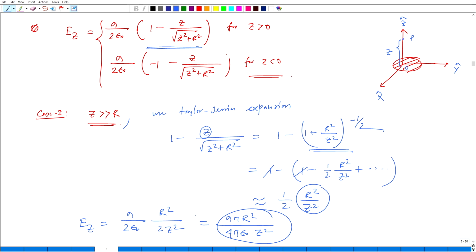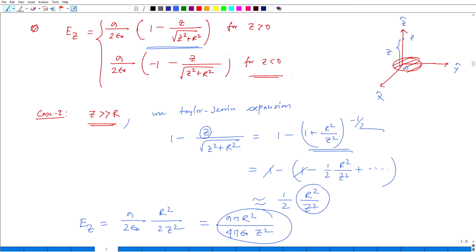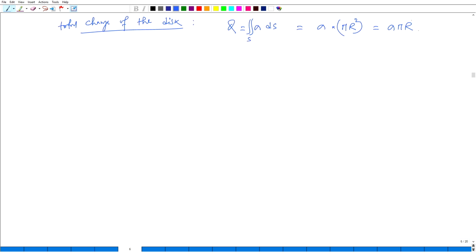Now we calculate the total charge of the disc, Q. Sigma is uniform, so basically it is the surface integral of sigma times ds over S. Since sigma is uniform in this case, it is taken out of the integral, and ds integrates to the surface area of the disc, which is pi r square. So, Q is sigma times pi r square.